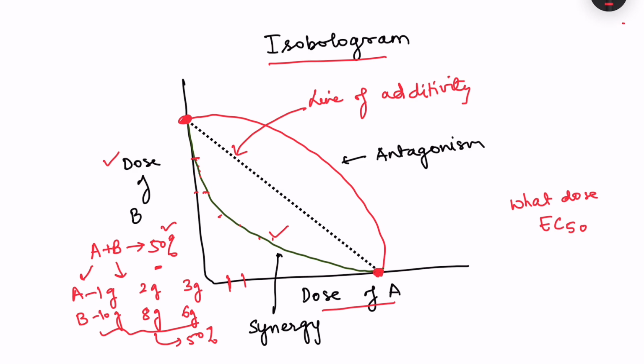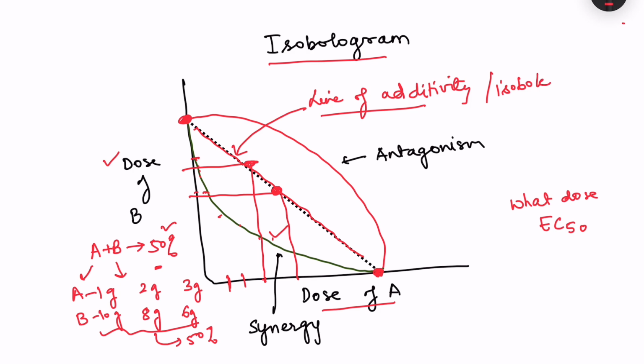If the interaction is additive, then all these points will come on this line itself. So say suppose drug B this much dose will be required, drug A this much dose will be required for 50% of the effect, drug B this much dose and drug A this much dose for 50% of the effect. So all these points if you join and the line is coinciding with this line of additivity or isobol, then the interaction between the two drugs is additive.